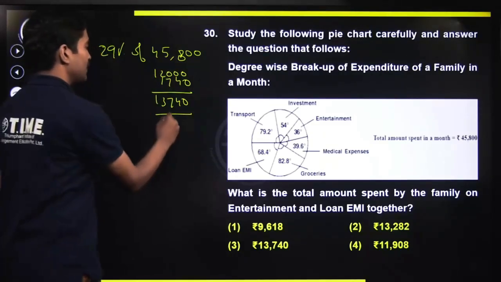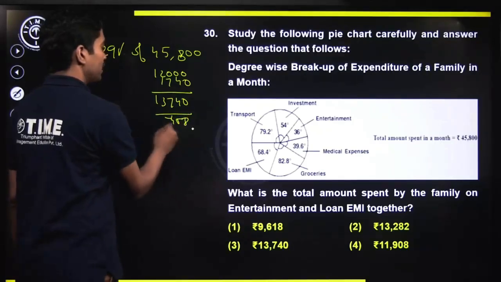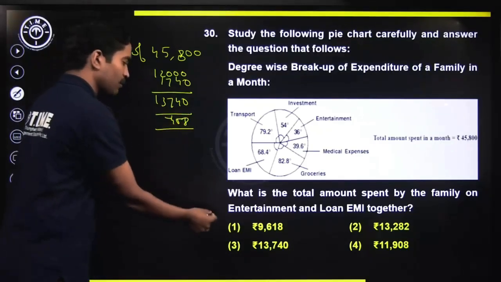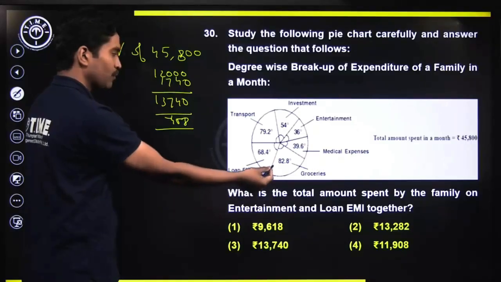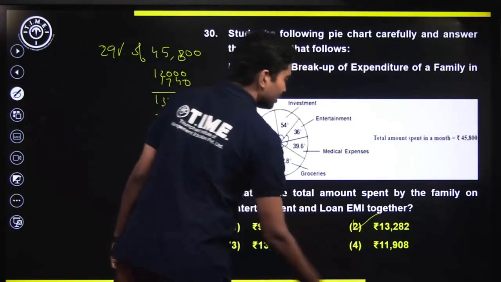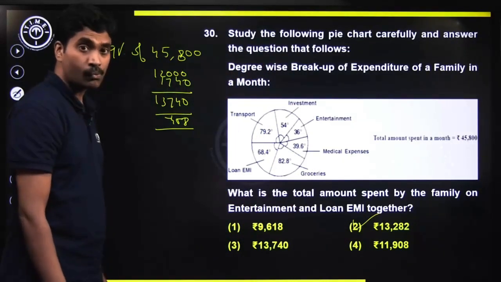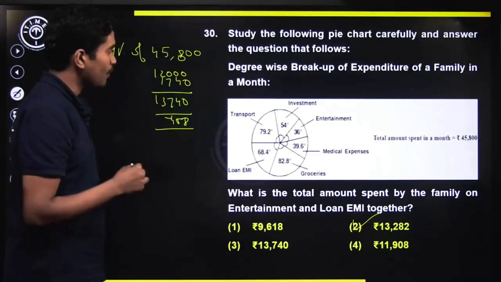What is 1% of that? Minus 458, right? Something like 500 approximately. 13,740 minus 500 something would be 13,282. That would be option 2, right? Next question.